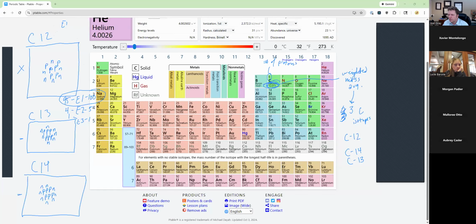I got a private message that says, will we be doing electron configurations in class, and will that be in this chapter? Yes, we will be doing that, and it will be in this chapter. Okay, I hope that I was able to answer the questions related to this.